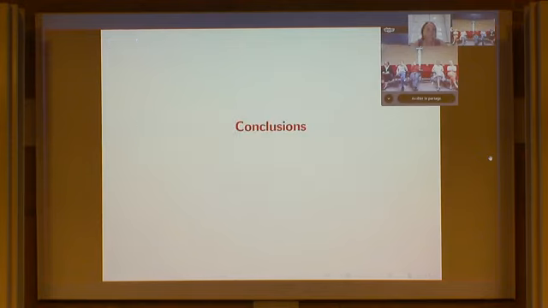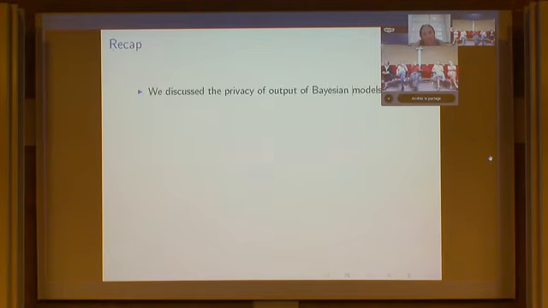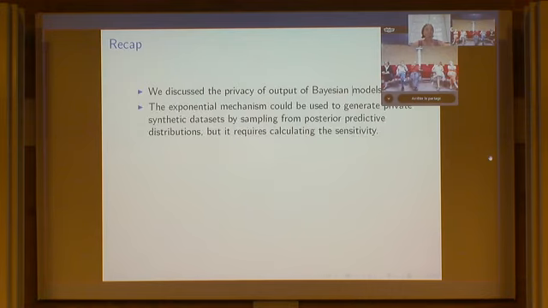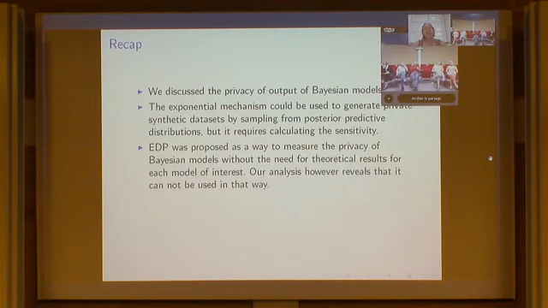All right, now I have 5 minutes left and I have one conclusion slide, so let's just see. So overall, what was the point of this discussion? Well, I want to talk about privacy for output of Bayesian models. The first part was talking about how the exponential mechanism could be used to generate private synthetic data sets by sampling from the posterior predictive distribution, but there's this complication of I have to compute sensitivity. EDP was proposed as a way to make this easier.